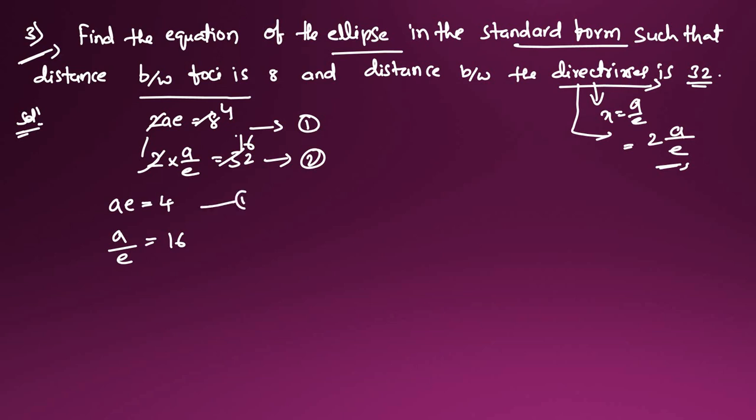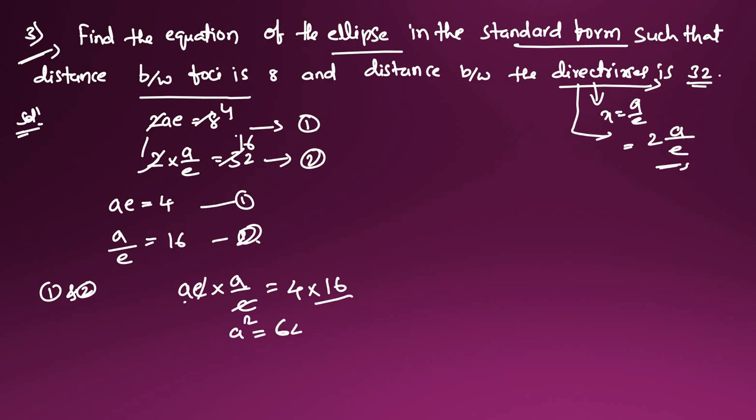So this is one, we already know, and this is two. We'll do one thing here: we multiply 1 and 2. So ae into a by e is equal to 4 into 16. So e will get cancelled, and a into a, a square, is equal to 4 sixteens, 64, will come here.